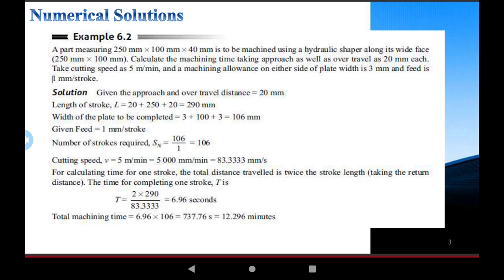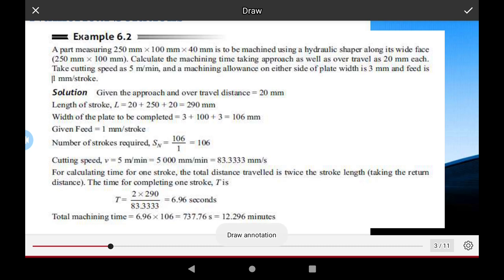For the width of the plate, the allowance is 3 mm on each side, so 3 plus 100 mm plus 3. The total width of the job is 106 mm. Given the feed f equal to 1 mm per stroke, the number of strokes required for this job, Sn, equals 106 upon 1, equal to 106 strokes.